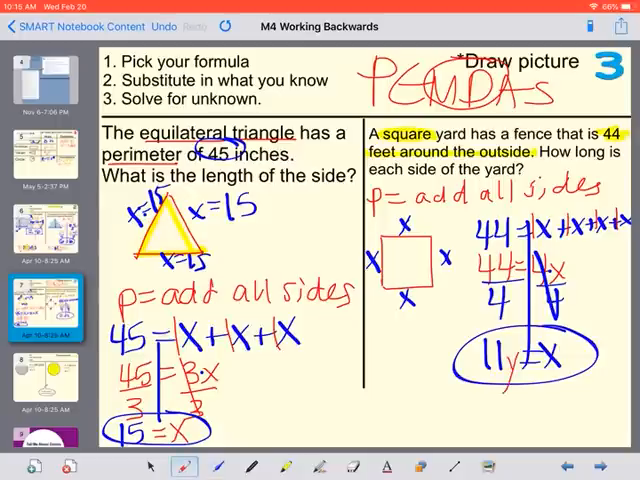And we're talking about yards. Oh, not yards. Feet. Sorry. 11 feet. So each side is 11 feet. 11, 11, 11, 11. Which makes sense because 11 plus 11 plus 11 plus 11 does give us 44.